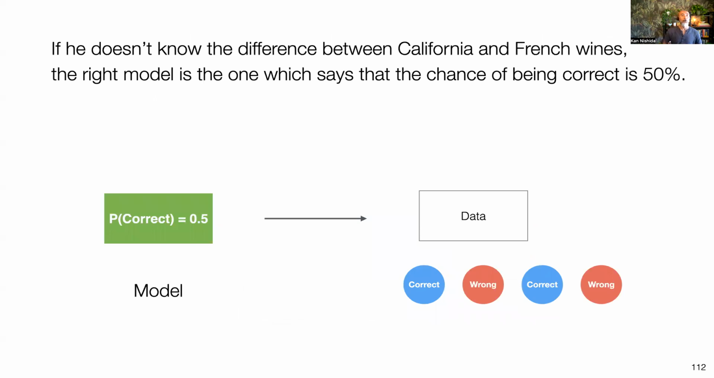So if he doesn't know the difference between California and French wines, or if he doesn't know what he's talking about, then the right model is the one which says that the chance of being correct is 50%, right? If he's just bluffing, he's going to say it randomly, right? And that is basically how we can apply this 0.5 model, okay?